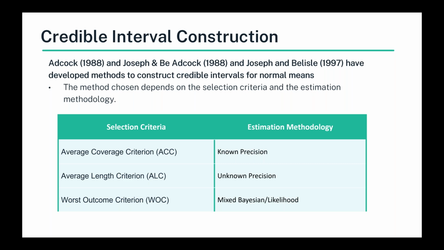Much more interestingly is the unknown precision. This is where you must specify a prior distribution. And then finally, there's a different type of interval called a mixed Bayesian likelihood or mixed Bayesian frequentist interval.